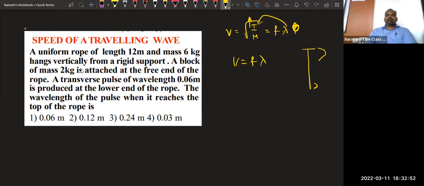Not that arrow, another arrow. That one. From lambda it came to T, no sir? That is no link. Again, I am writing: velocity of the wave equals frequency into lambda, equals under root of tension by mu.